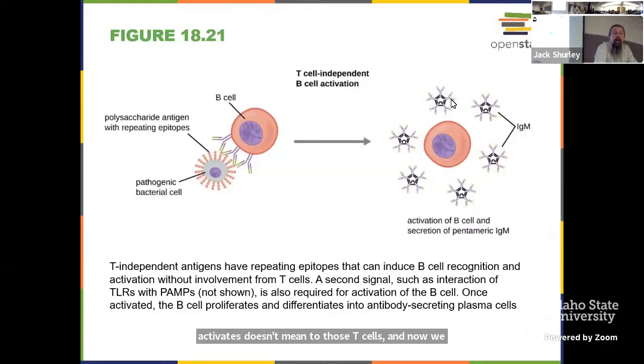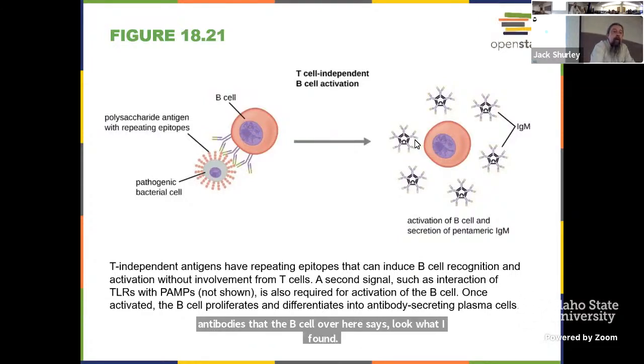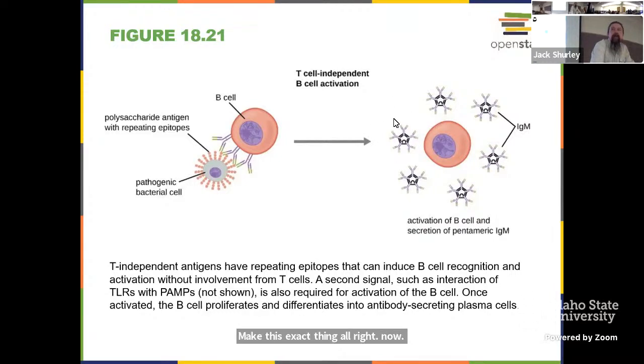So this pentameric immunoglobulin has binding sites that are exactly the same as the binding sites on this B cell that recognize this specific pathogen. It's producing antibodies that the B cell over here says, look what I found, make this exact thing, right? Now it secretes these into the plasma, into your circulation to float around and seek and destroy, right? They want to grab on to all of these pathogens and make these big agglutination complexes, stimulate other things to come in and deal with it, all right?